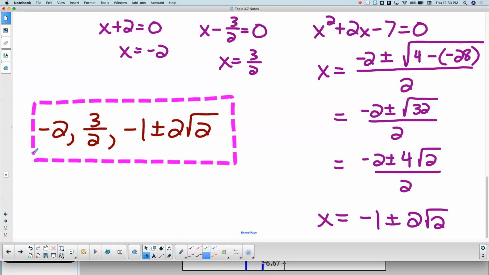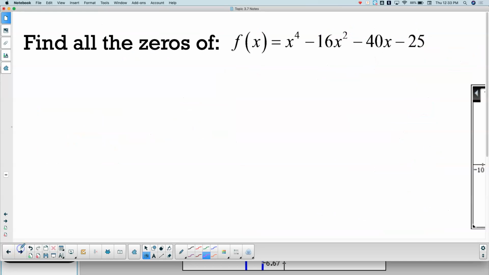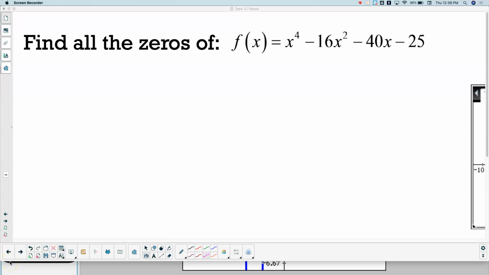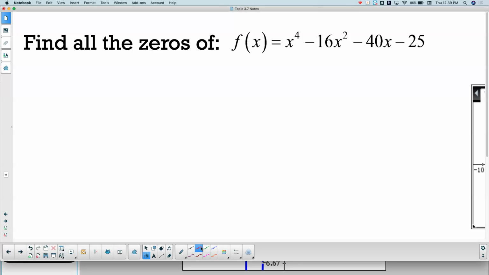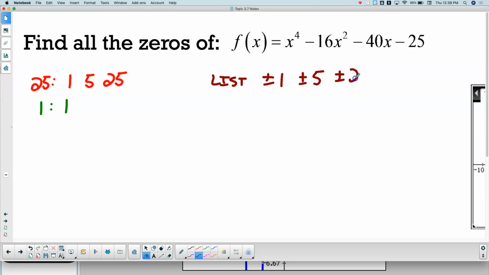Okay? Alright? What I'd like you to do now is find me all of the zeros of that. So my list is going to be factors of 25, which is 1, 5, and 25. Factors of 1 are 1. So that narrows down my list to plus or minus 1, 5, and 25.